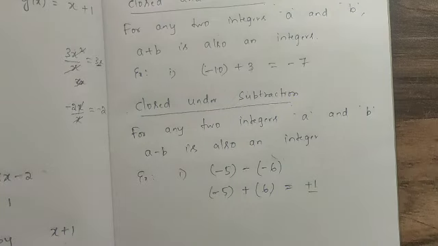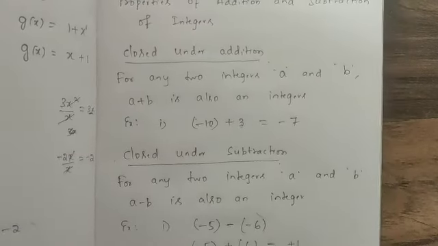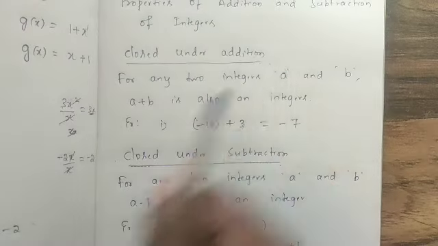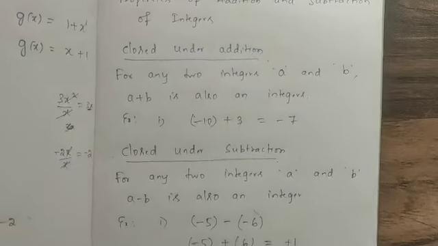So what we have learned today: integers are closed under addition, integers are closed under subtraction. What do you mean by closed? Take any two integers, add it. If the result is also an integer, then it is called closed. What do you mean by closed under subtraction? You take any two integers, subtract it, the result is also an integer, then it is called closed under subtraction. This is about closed under addition, closed under subtraction.